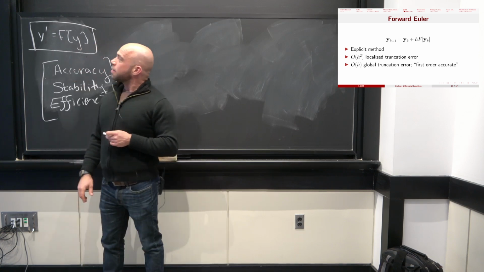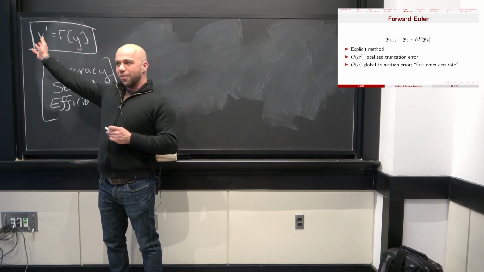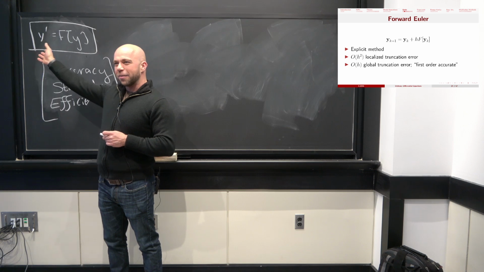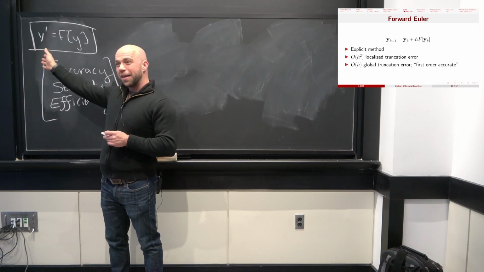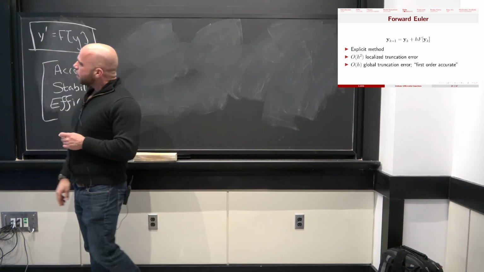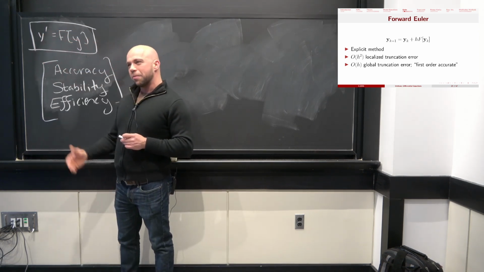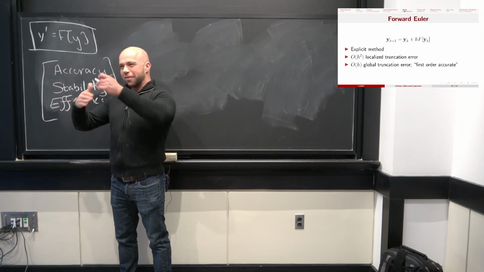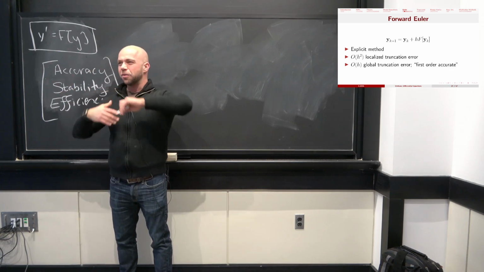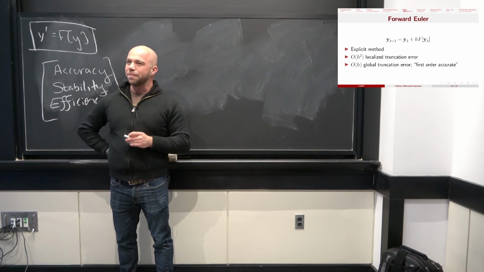This is called an explicit method, meaning that yk plus 1 is on the left-hand side, yk is on the right-hand side. So this is just a formula that I have to evaluate. And it has h squared truncation error locally and globally order h. Remember, those are off by a factor of 1 over h because you account for the fact that you need more time steps to get to a given fixed time.